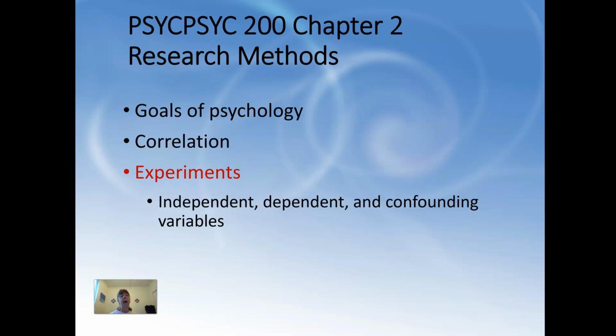But now I want to go on and talk about experiments. In an experiment, if you have a very well-designed and well-controlled experiment, you can start to draw some inferences about what is causing a behavior. So in an experiment, the researcher doesn't just measure 2 or more things. They actually manipulate one of the variables.